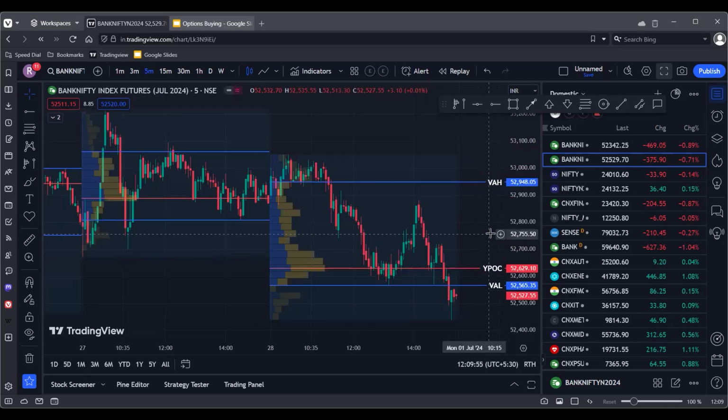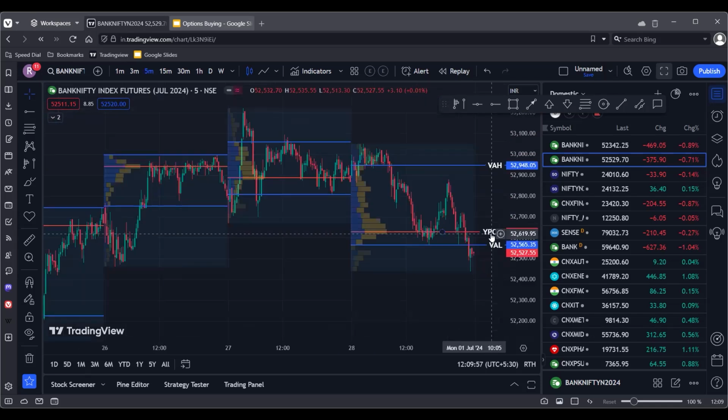Okay, so now that's all about the volume profile in today's session. If you have any questions, feel free to ask.